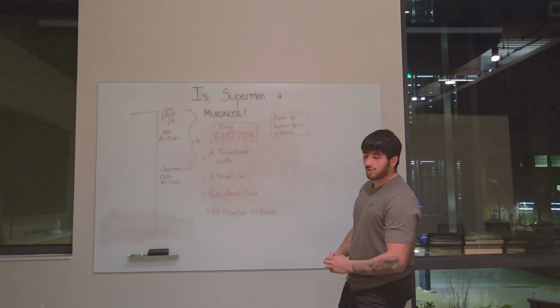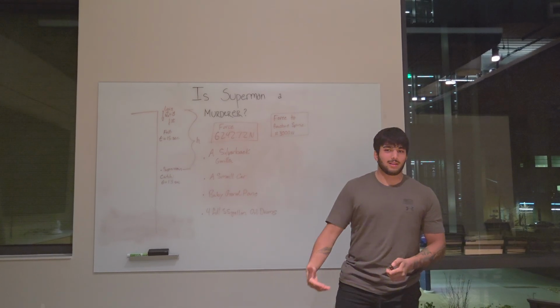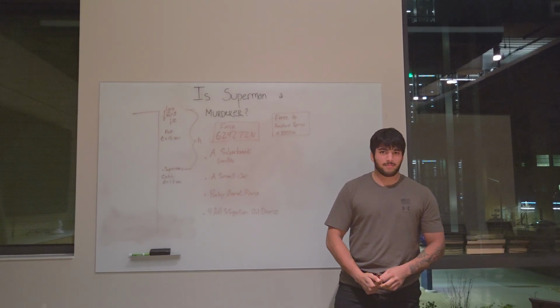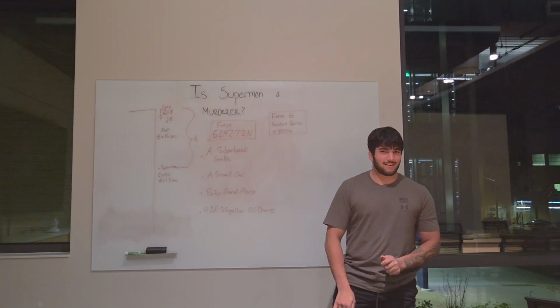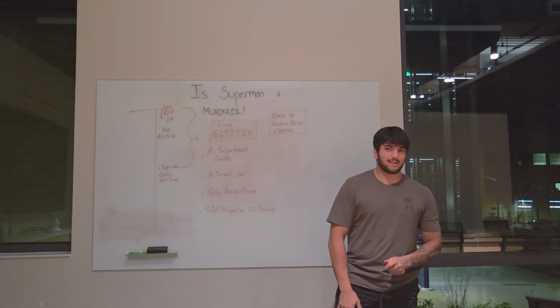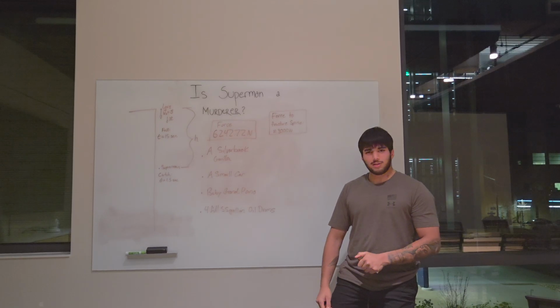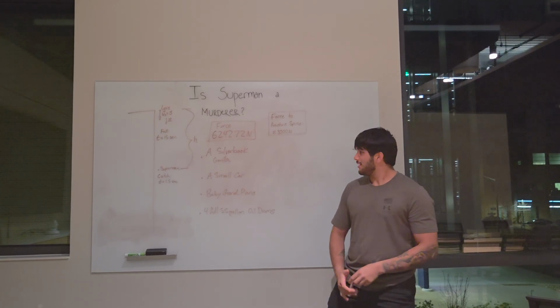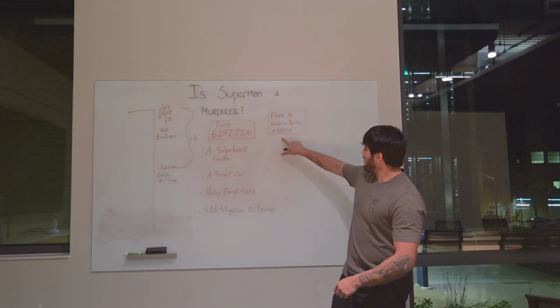In fact, the force to fracture someone's spine is only about 3,000 newtons. Meaning Lois here definitely sustained some injuries and is not looking at Superman and saying, "What's holding you up?" So, Superman is in fact a hospitalizer.